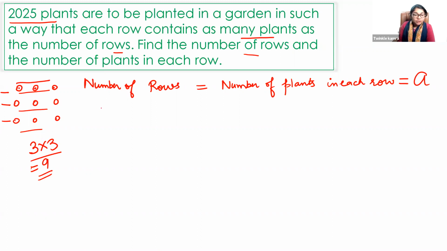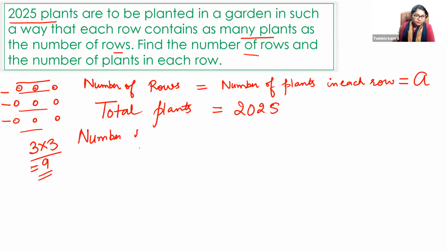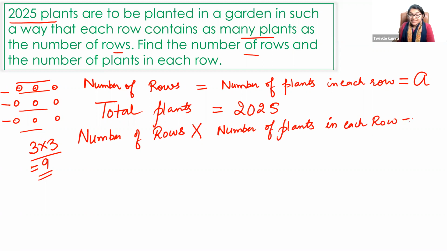Now you look. Total plants are. How do you get total plants? जैसे अभी हमने example करा. This is equal to 2025, and this can be written as number of rows into number of plants in each row. Yes, and this is equal to 2025, right?